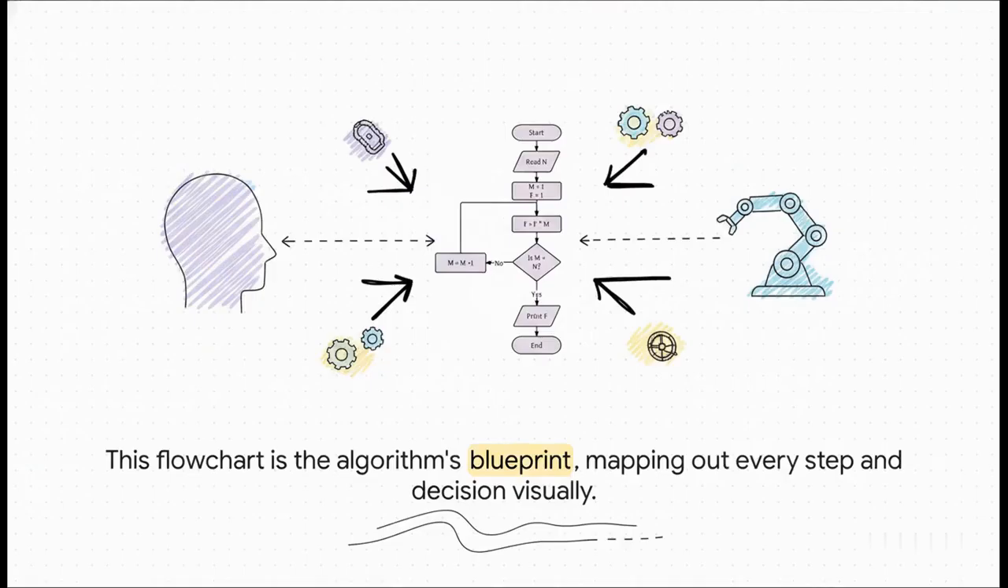Now, if you want to make that logic even clearer, you can use a flowchart. It's just a visual version of our algorithm. Those ovals show you where it starts and stops. The rectangles, those are the actions, and the diamonds are for making decisions. It's literally a roadmap for how our program is going to think.